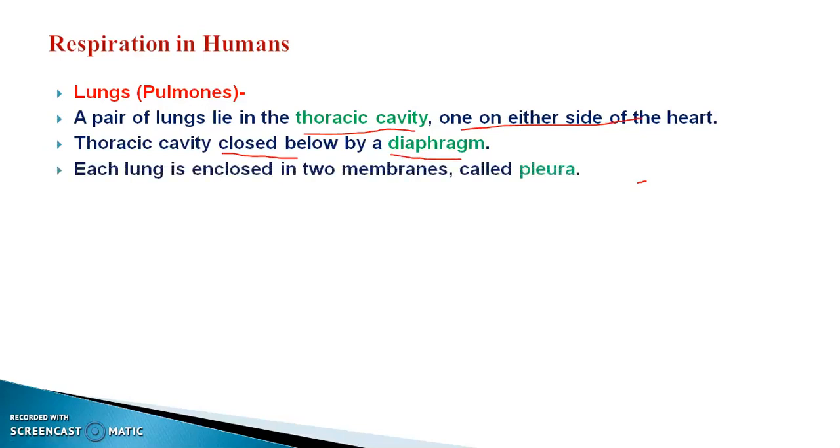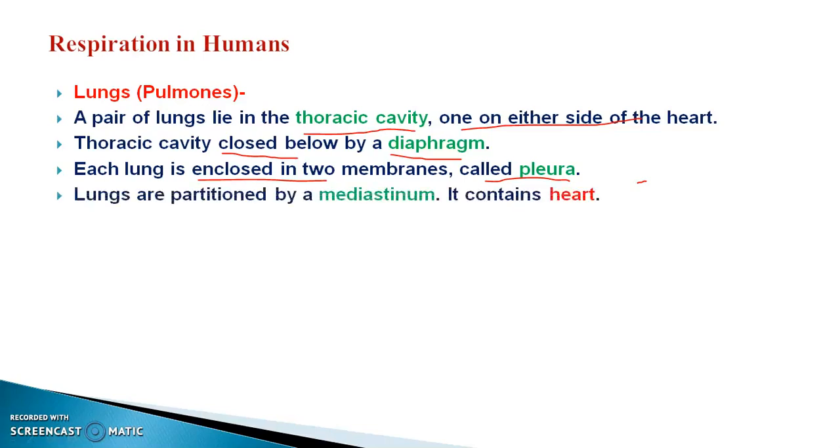These lungs are enclosed in two membranes, which means the lungs have two membranes, right? And these two membranes have a space between them, that is the pleura, and the pleura is filled with pleural fluid, which provides lubrication and prevents friction of the lungs. Now, the lungs are partitioned by a mediastinum, and this partitioned portion contains the heart.